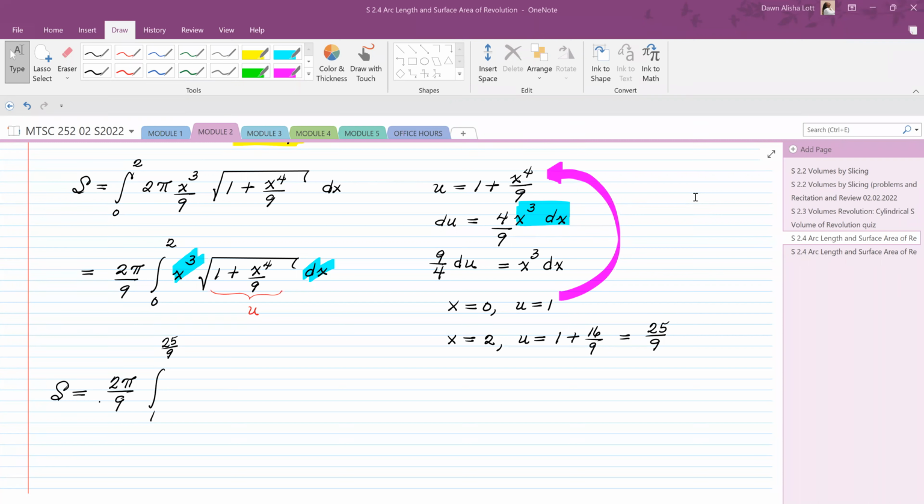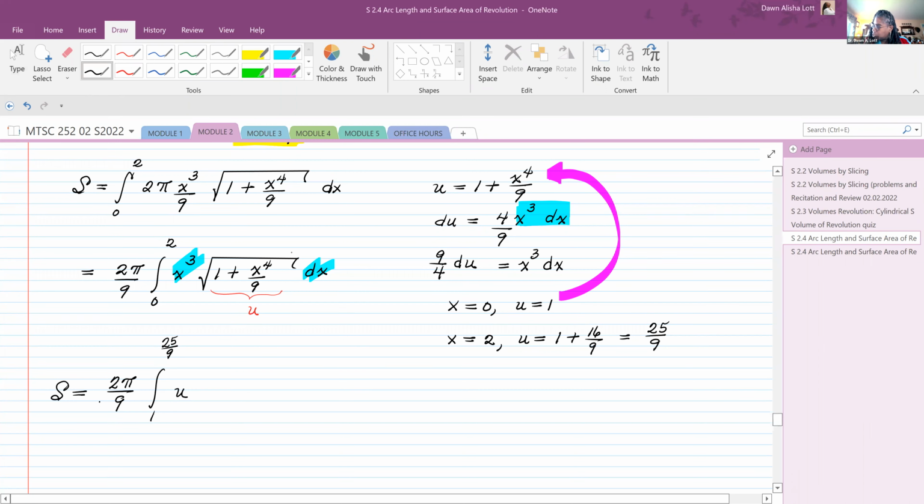Okay. Let's finish this off. How do I finish this off? Don't you plug in the values for u? So 1 plus x to the 4th over 9, that's just u, right? So that part just gives me u to the 1/2 power because it's underneath a square root. So this is u, and it goes in here.